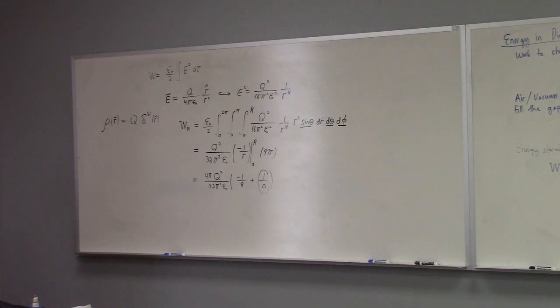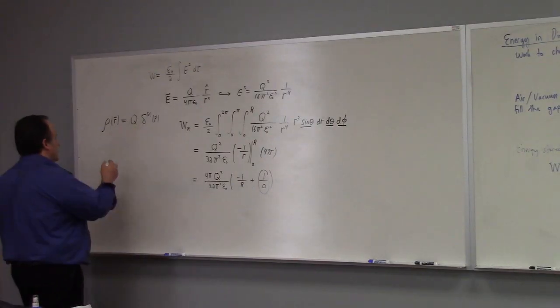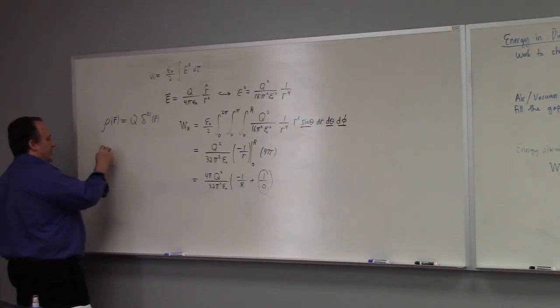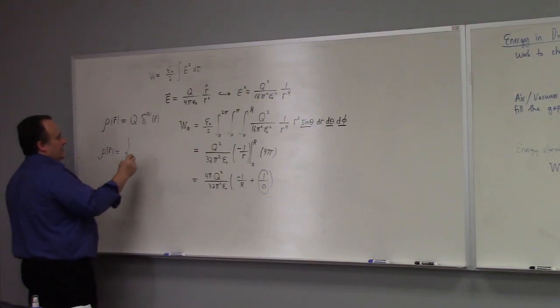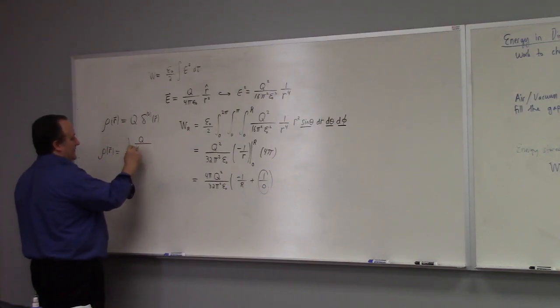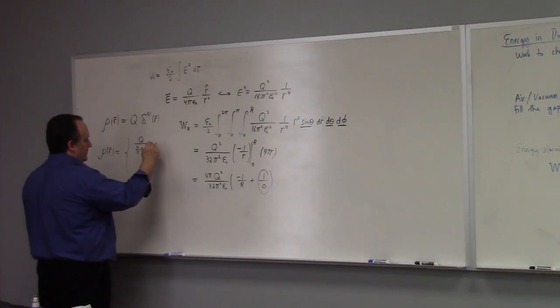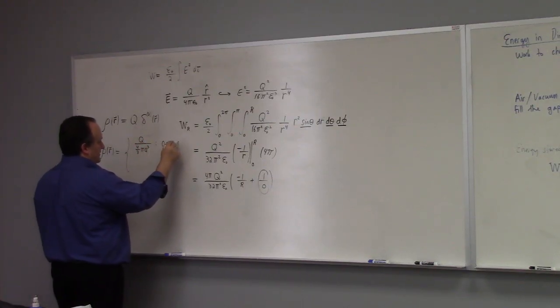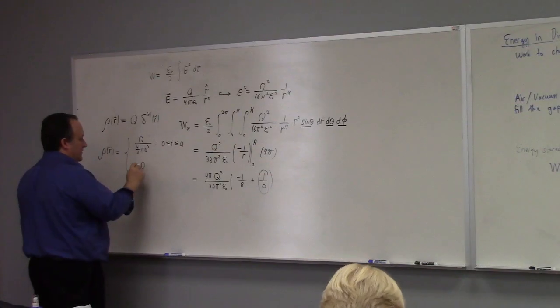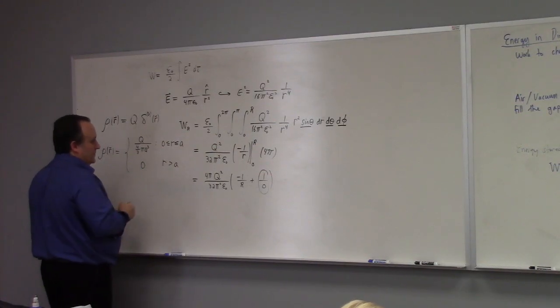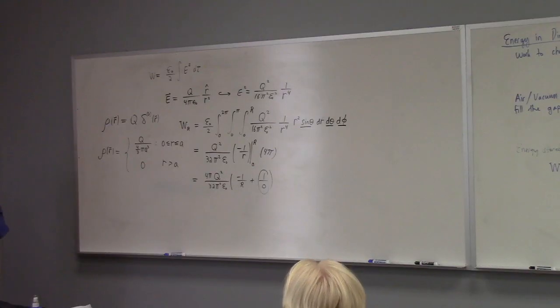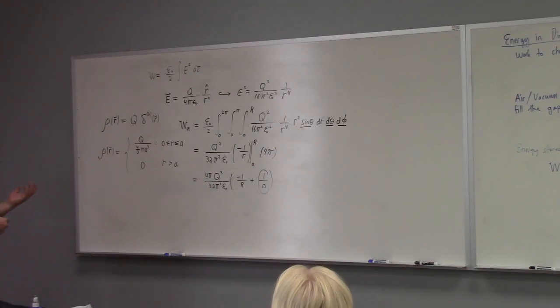I think it's true if instead we did something like rho of r equals Q divided by 4/3 pi a cubed, for 0 less than or equal to r less than or equal to a, and then 0 for r greater than a. We could work that out, right? I mean, let's do that. What is this?